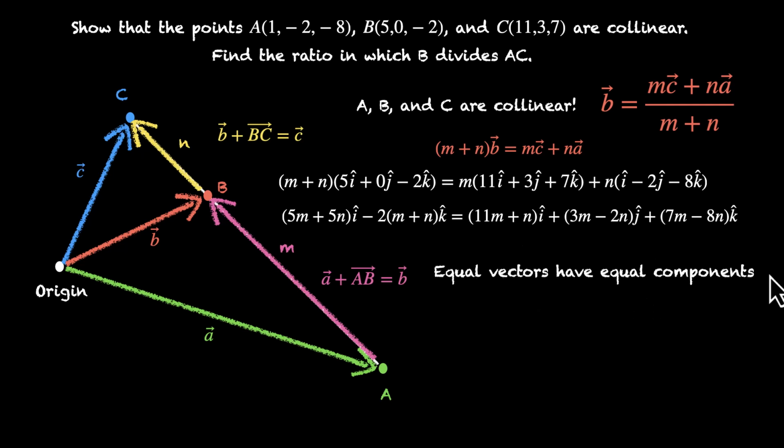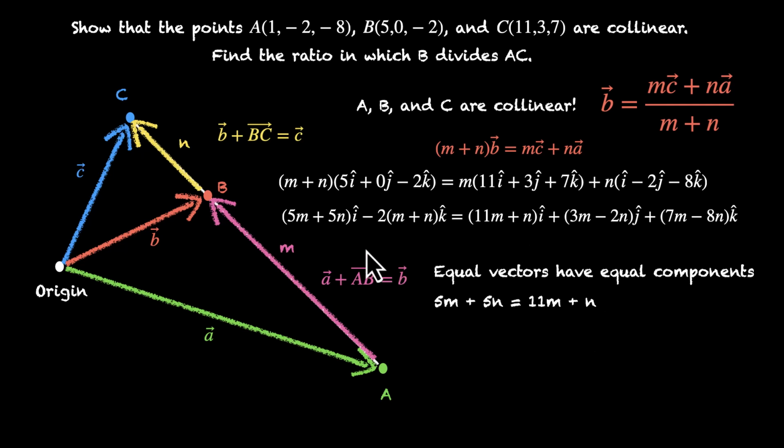Equal vectors have equal components, which means the x component here will be equal to the x component here, the y component here will be equal to the y component here, and the z component here will be equal to the z component here. So we have three equations. So 5m plus 5n, that's going to be equal to 11m plus n.